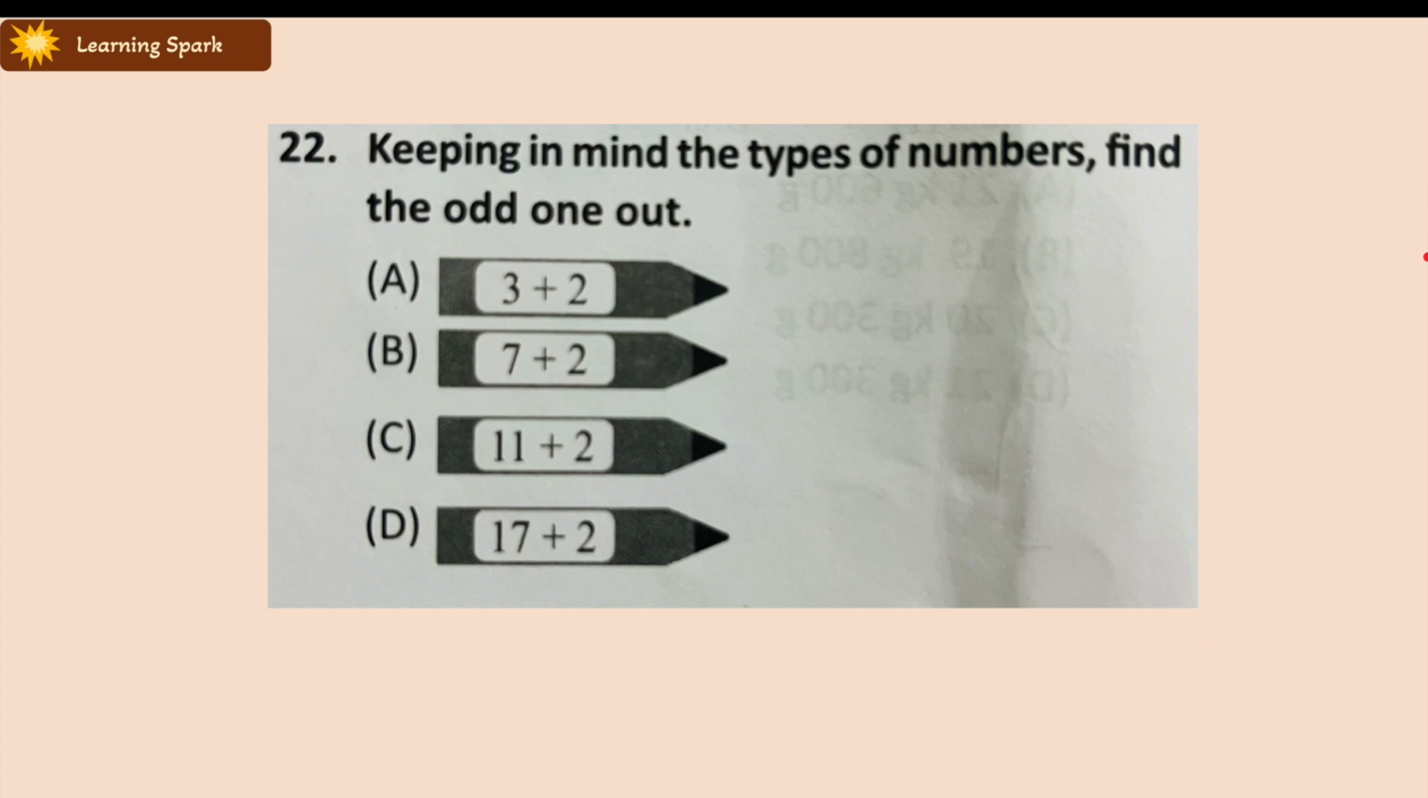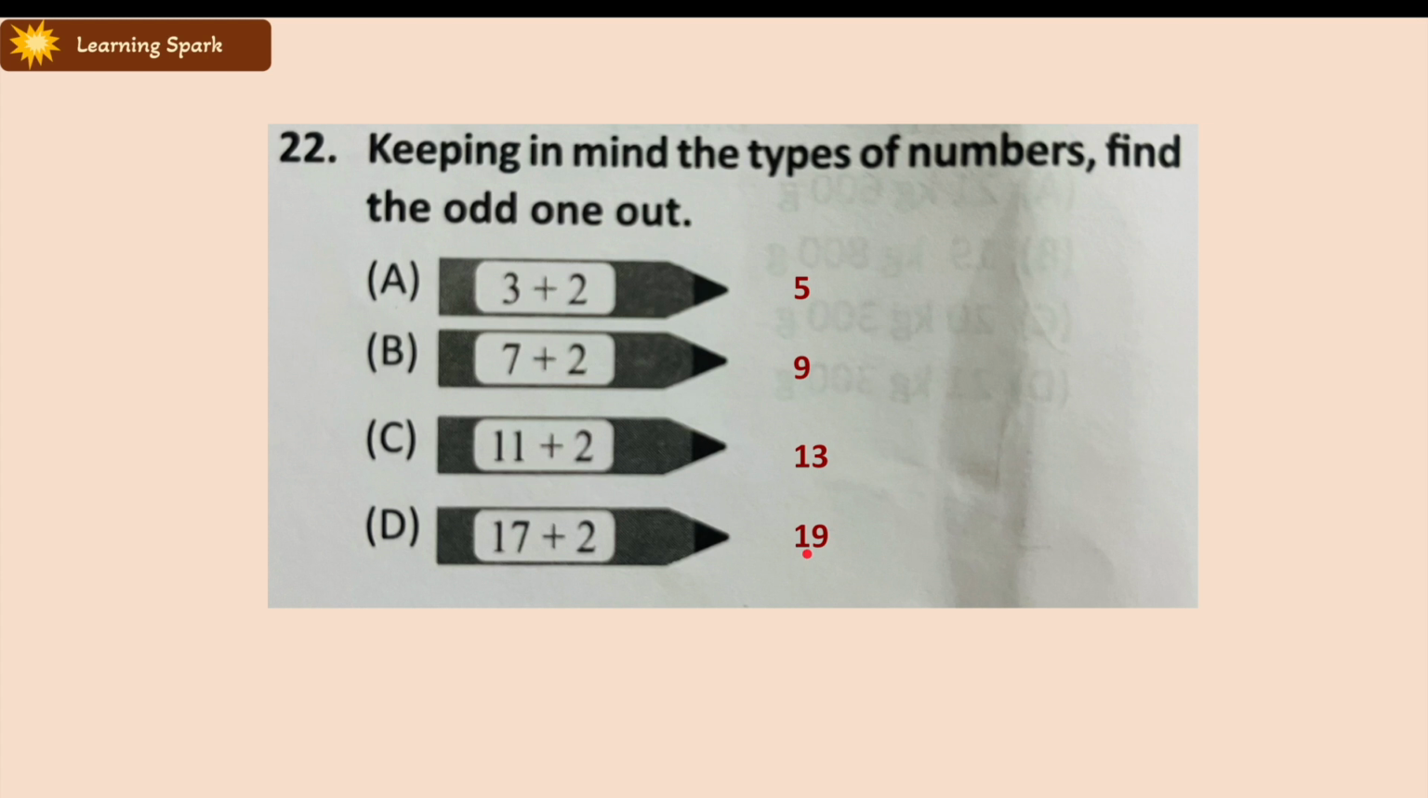Question number 22 is on the screen. Let us solve this now. It says, keeping in mind the type of numbers, find the odd one out. So there are 4 options. Let's calculate the numbers first. 3 plus 2 is 5, 7 plus 2 is 9, 11 plus 2 is 13, 17 plus 2 is 19.